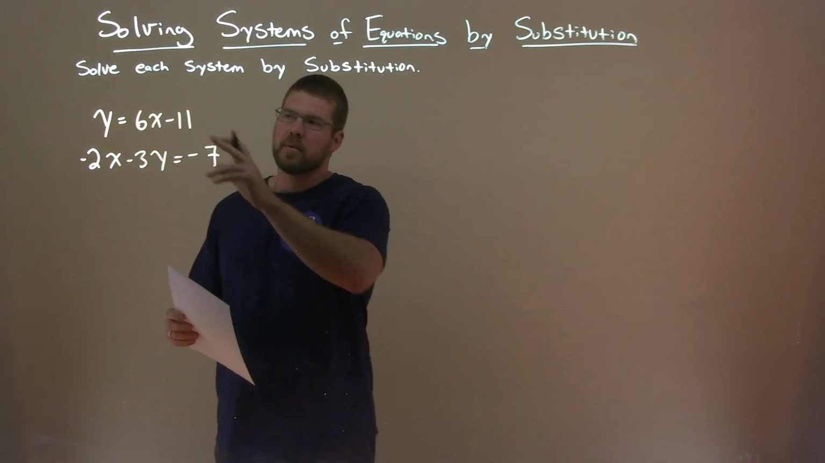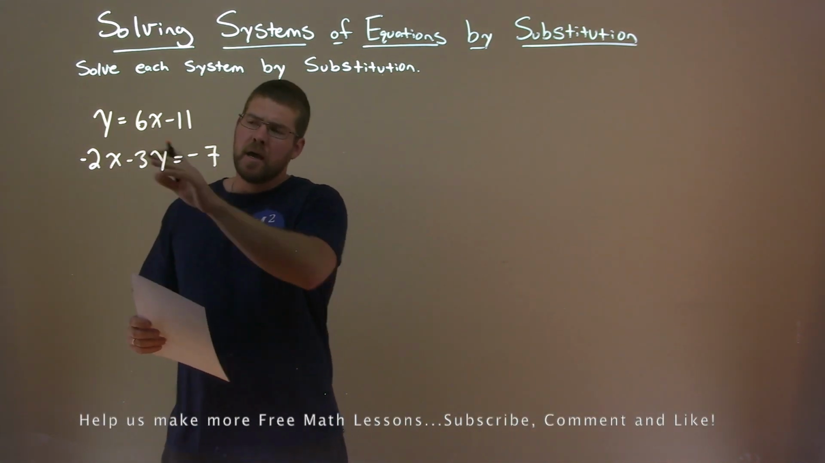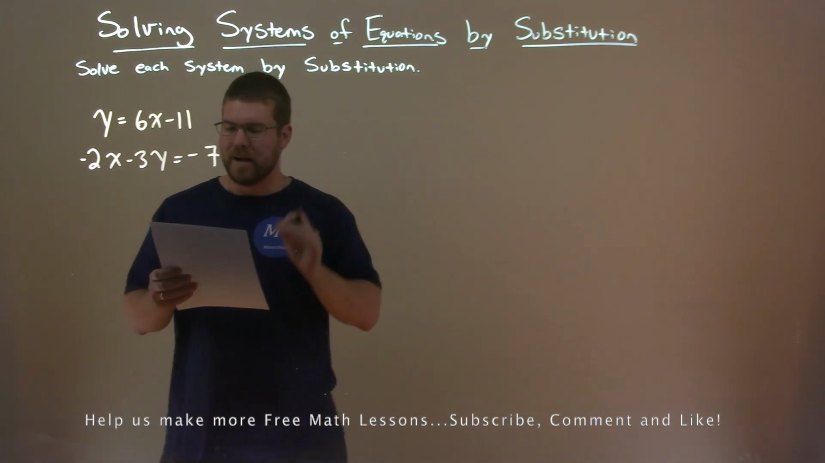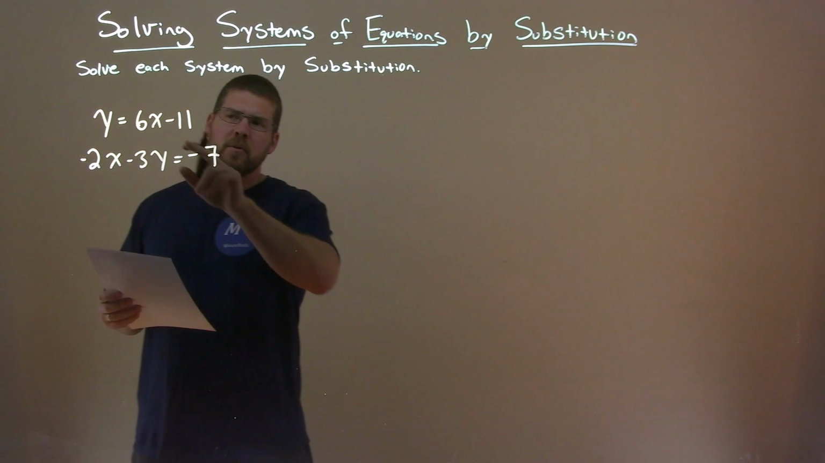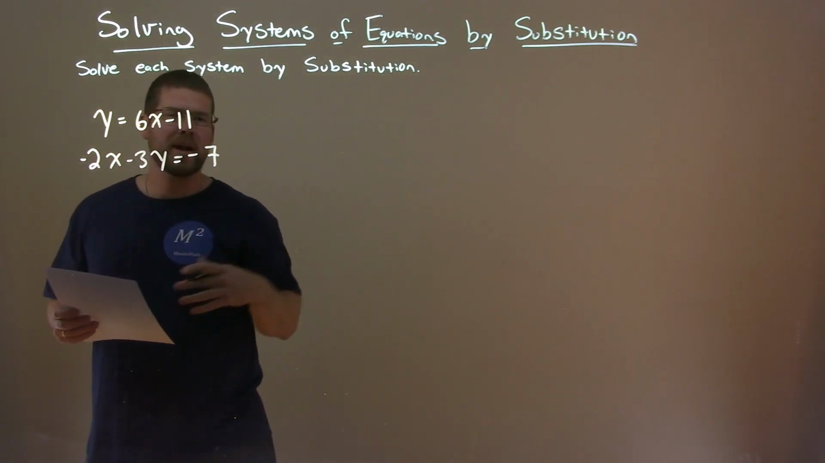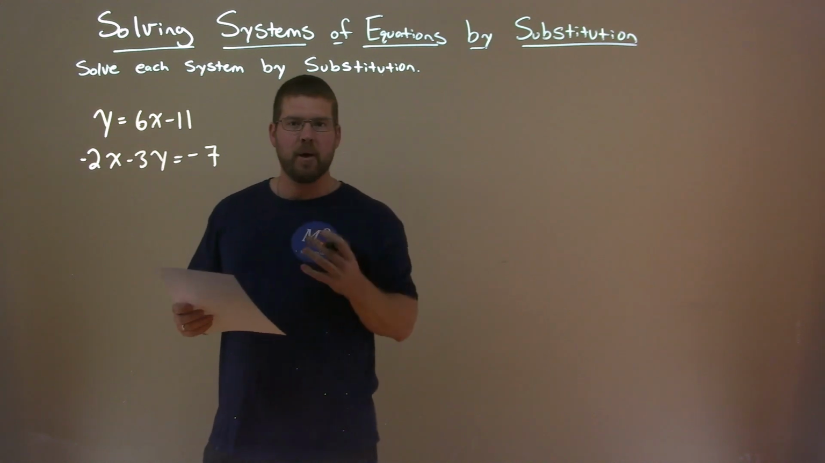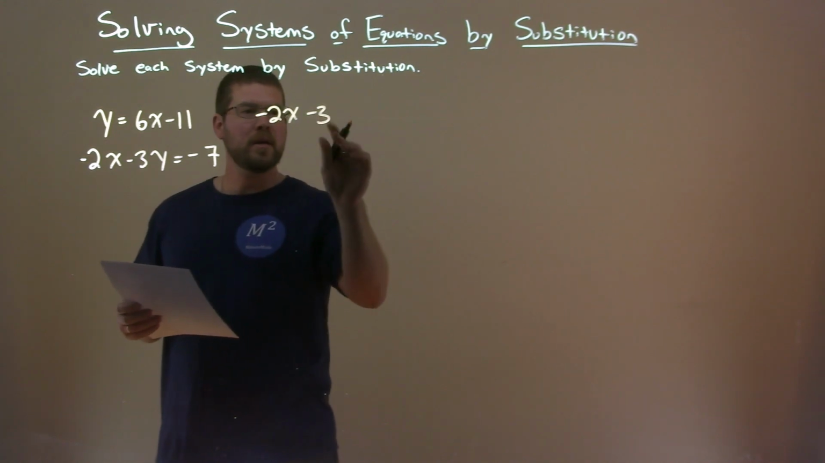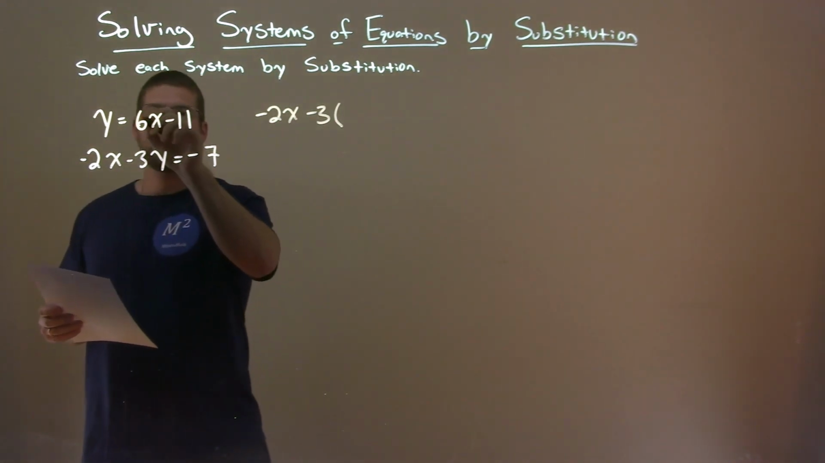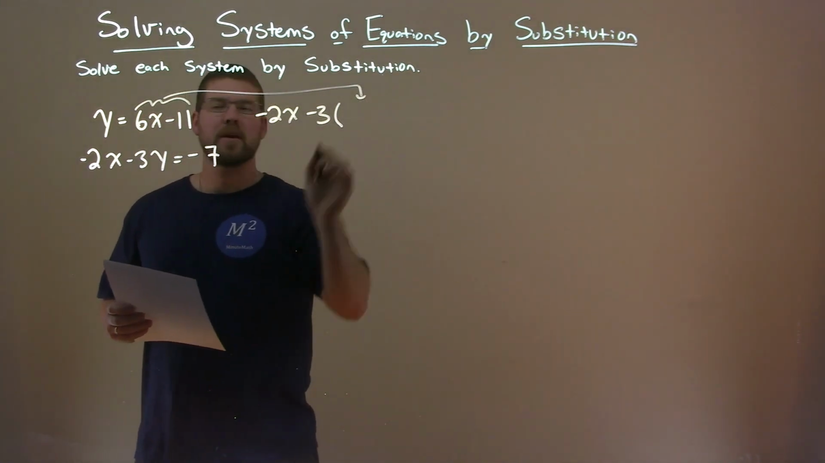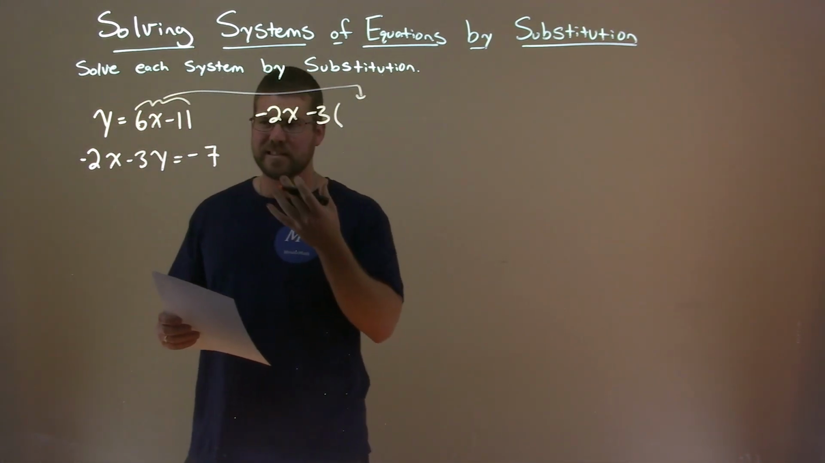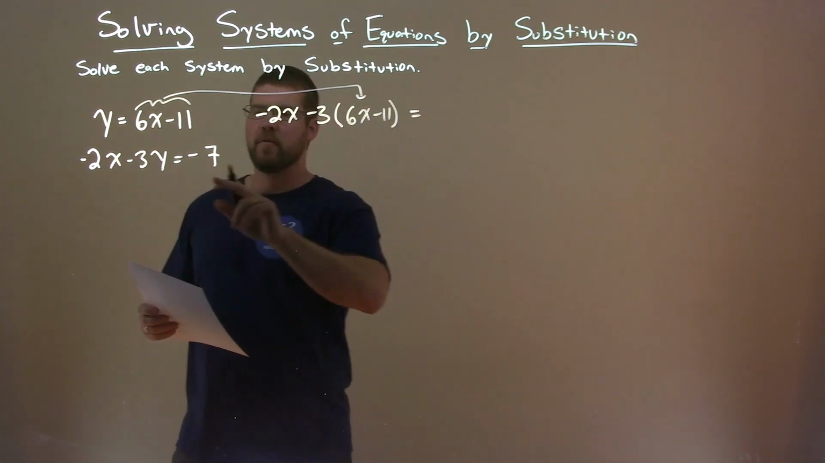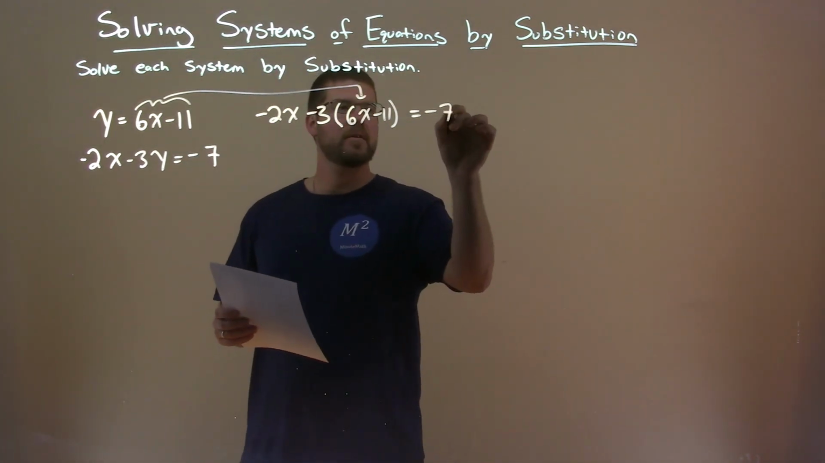We're given this problem, y equals 6x minus 11, and minus 2x minus 3y equals negative 7, and we need to solve this system by substitution. Well, what I do first is I look at my two equations. First one, I already have a variable by itself. That helps us here. So I take the second equation, minus 2x minus 3, and then instead of y, I'm going to plug in this value in for that y, because y equals 6x minus 11. 6x minus 11 here, okay? Then we finish out the second equation, minus 7.